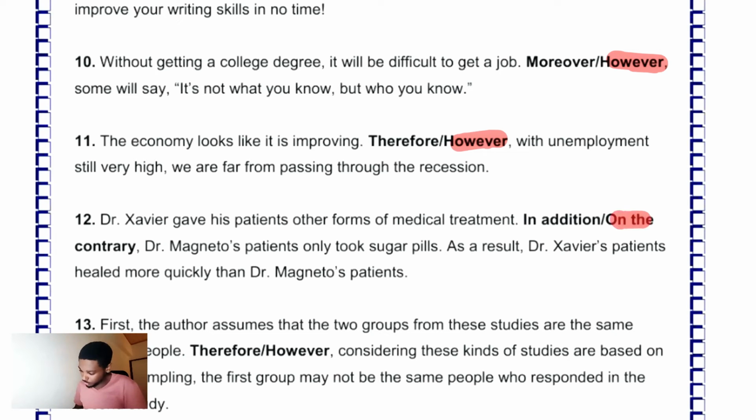Right. On the contrary, we see two very different types of medicinal approaches. So we need something that is showing contrast. In this case, on the contrary.